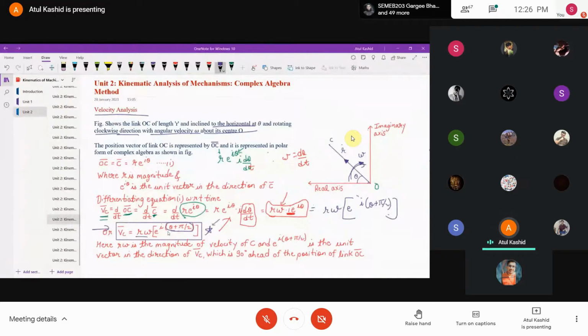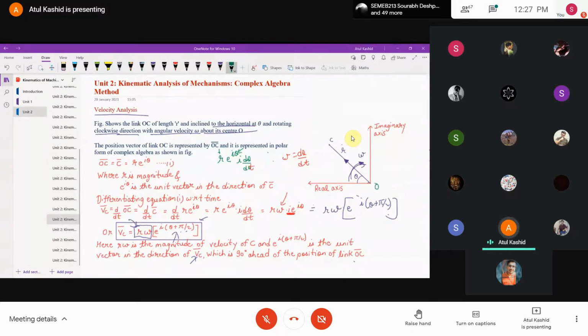Now what can we conclude from this equation? One conclusion is that here R omega is the magnitude of the velocity, right? The R omega term here is the magnitude of the velocity. And e raised to i theta plus pi by 2 is the unit vector in the direction of VC bar. We can see theta plus pi by 2, which means 90 degrees ahead of the position link.